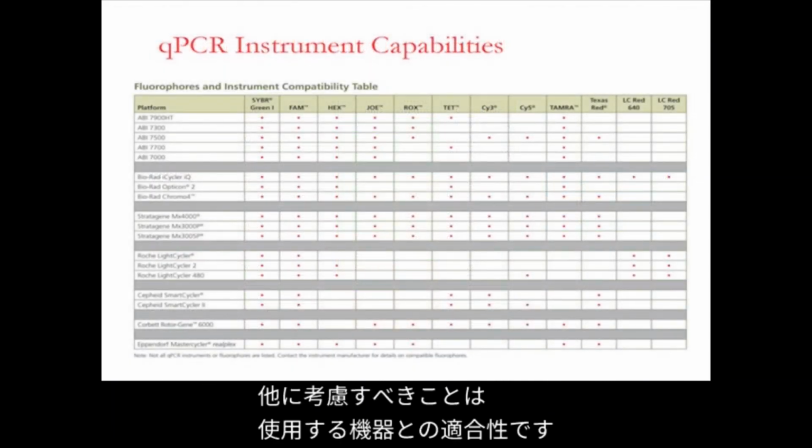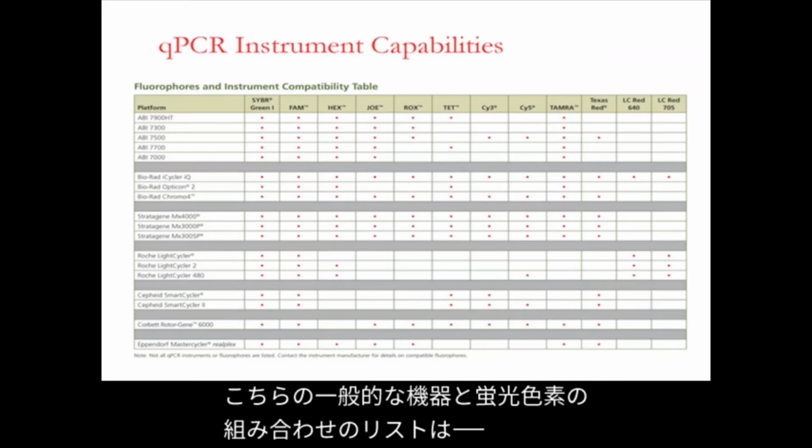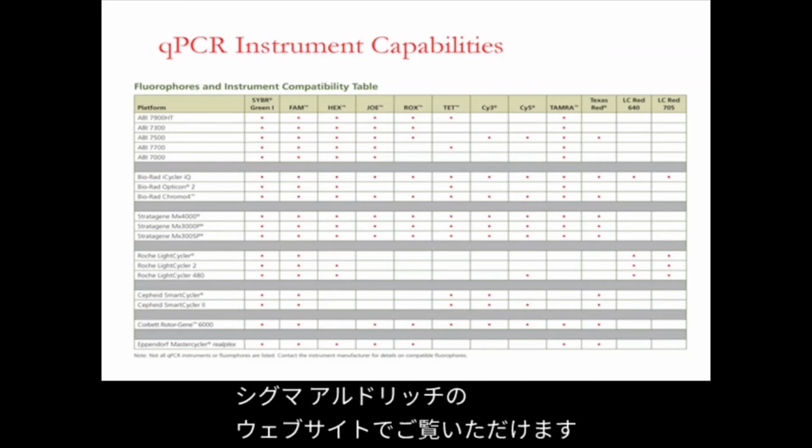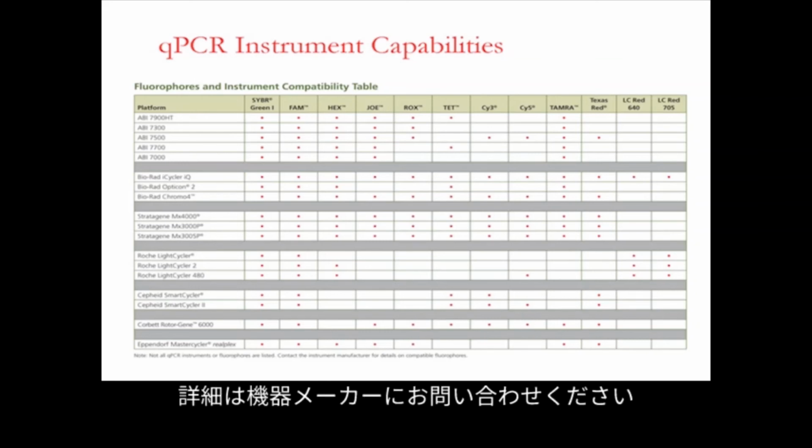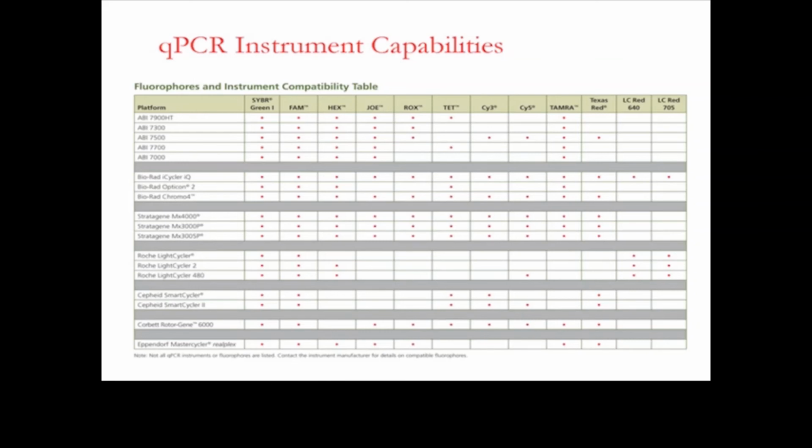Another consideration that needs to be made is the compatibility with the instrument that is going to be used. The following is a list of the more common instrument and fluorophore combinations that is available from the Sigma-Aldrich website. Red dots in the table indicate compatible combinations. More detailed information can be obtained from the instrument manufacturer.